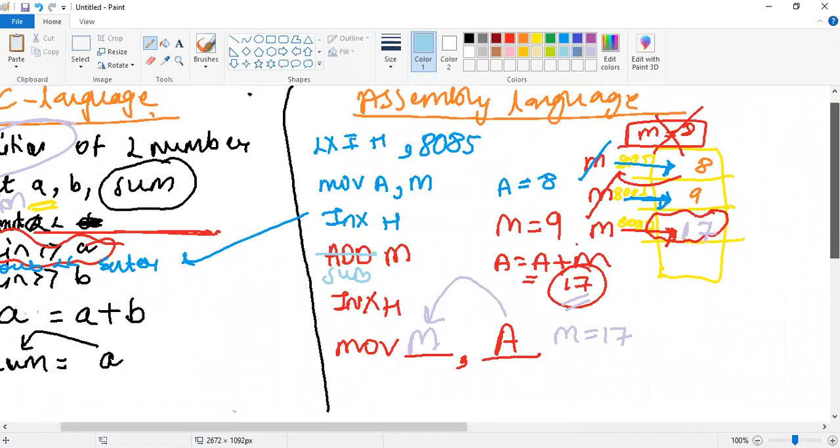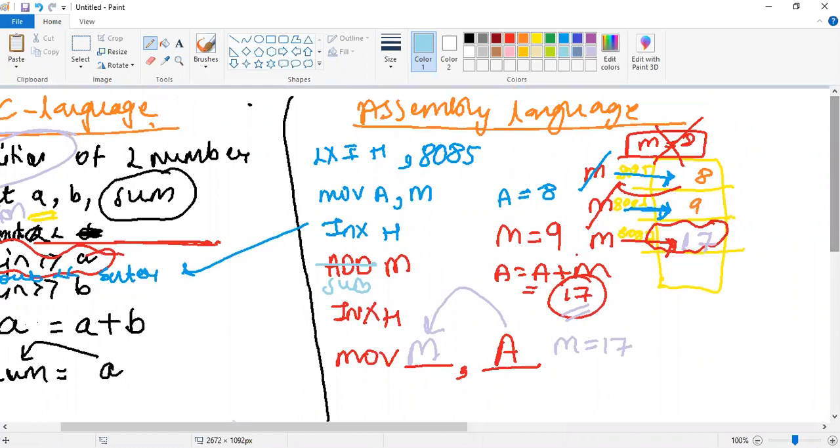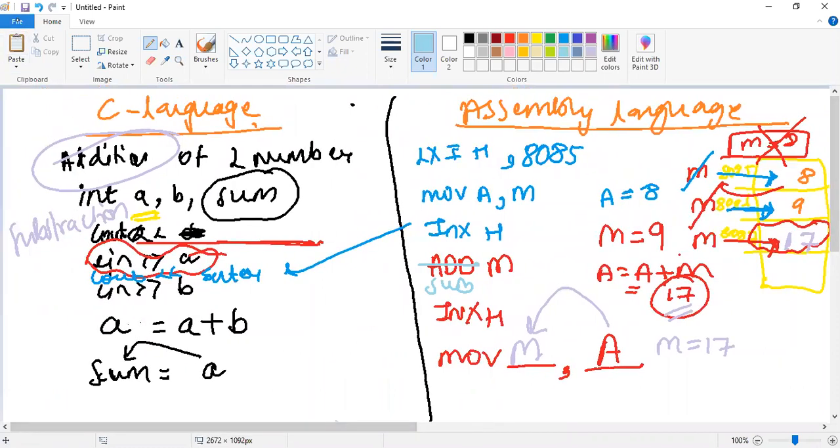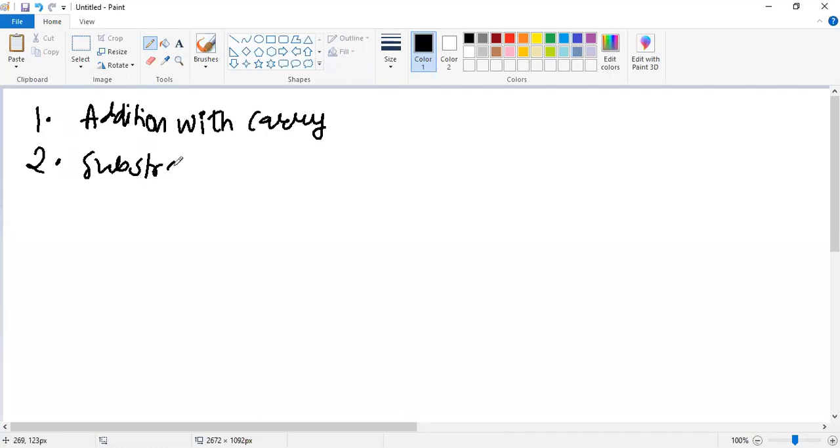The same, there is something called multiplication, and there is something called division. See, in your exam, the important codes which you might get are, first, addition with carry. For all this you must know the instructions first of all, then only it will be easy for you. Then subtraction with borrow.